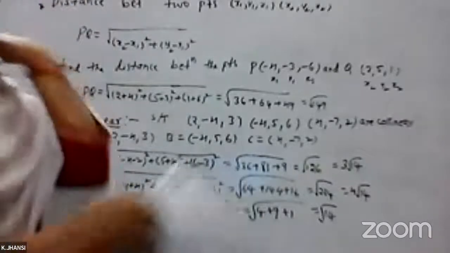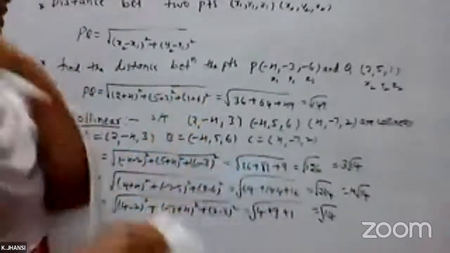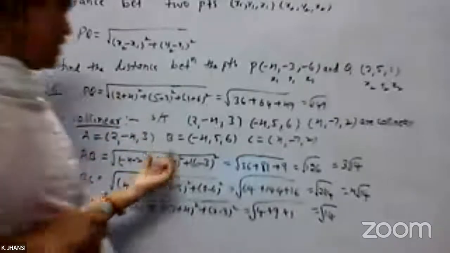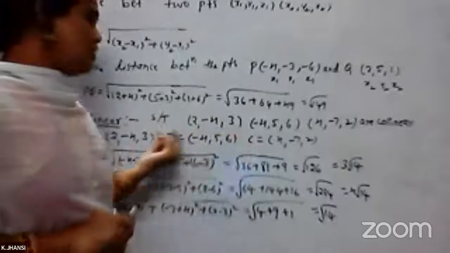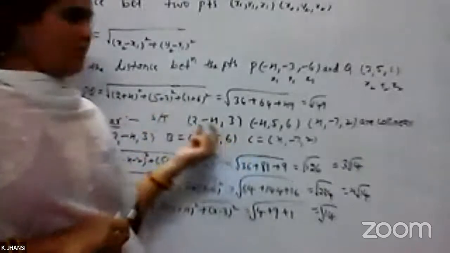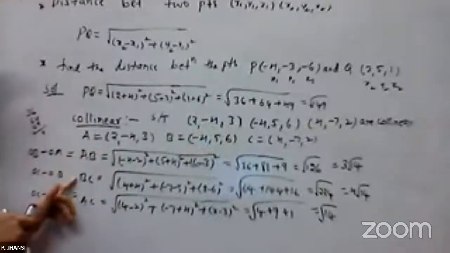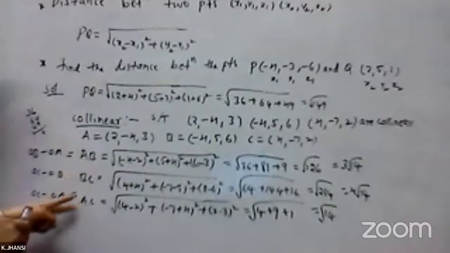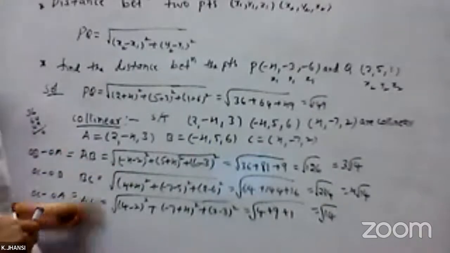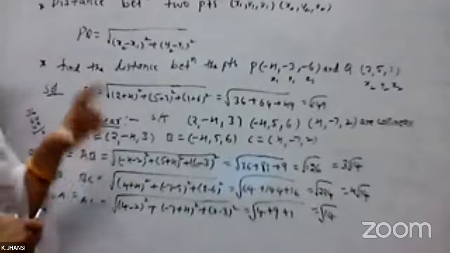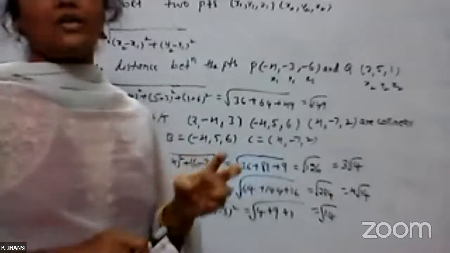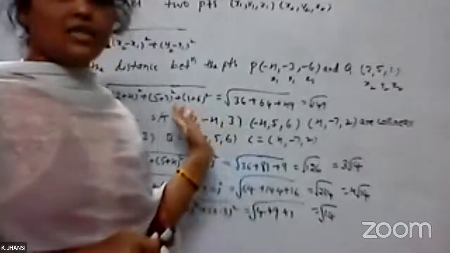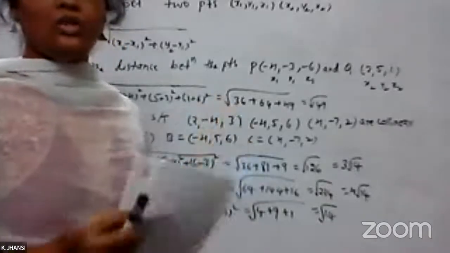Now you have to show that the given points are collinear. Collinearity means that if you find the distance between the points, then when you add two distances, AB plus BC, you have to get the third one. If the sum of any two lengths equals the third length, then we call the 3 points collinear, they lie on the same line.